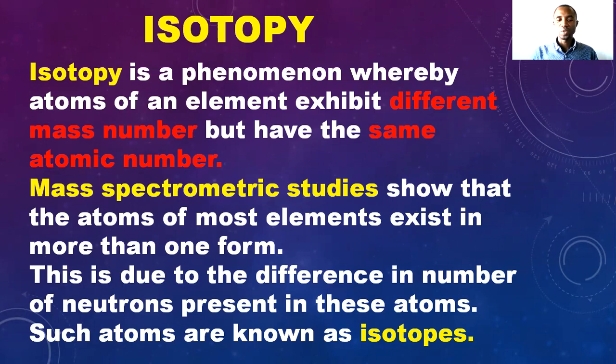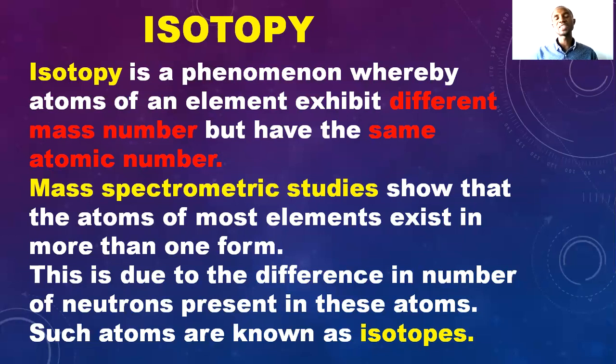The mass spectrometer is an instrument that is used for the study of this phenomenon, to determine a substance that is isotopic. Mass spectrometric studies show that the atoms of most elements exist in more than one form. The study from the mass spectrometer has shown that the atoms of most elements exhibit more than one form.